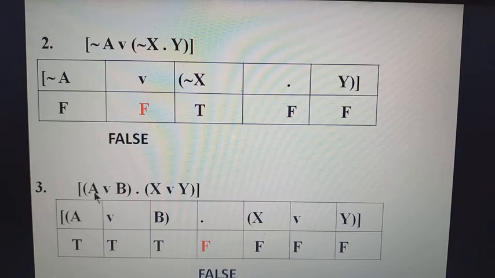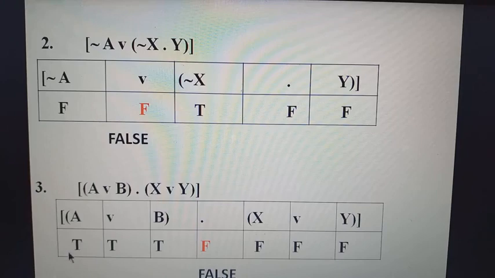When you come here, you have A wedge B in a parenthesis, dot, X wedge Y in a parenthesis. Everything in this parenthesis is joined with this dot to everything in this parenthesis, covered by this bracket. So it is the value of this dot that is the value of the entire expression.